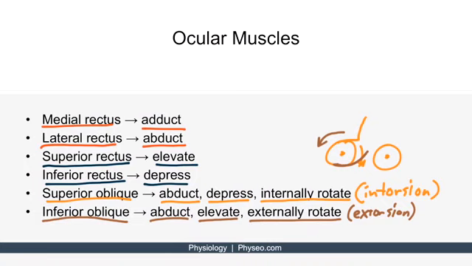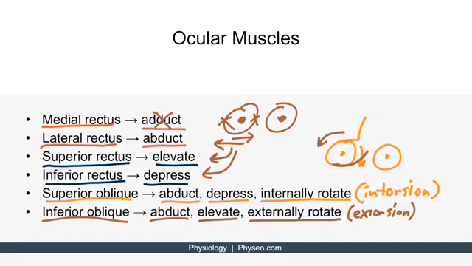So this is just a brief overview of the ocular muscles. It's pretty straightforward, and you just think that if you damage the medial rectus muscle, you won't be able to adduct as much. So if you damage the medial rectus muscle of the right eye, you're not going to be able to look medially with the right eye. And if you damage the lateral rectus muscle of the right eye, you're not going to be able to look laterally. The same principle is true for the superior and inferior rectus muscles.